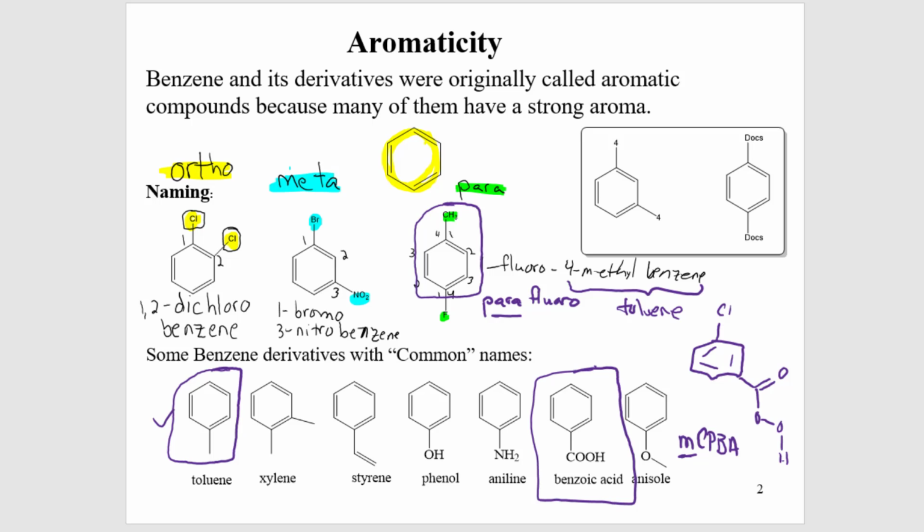So to sum it up, ortho is when two substituents off a benzene ring are 1,2. Meta is when they have a 1,3 relationship. And para is when they have a 1,4 relationship.